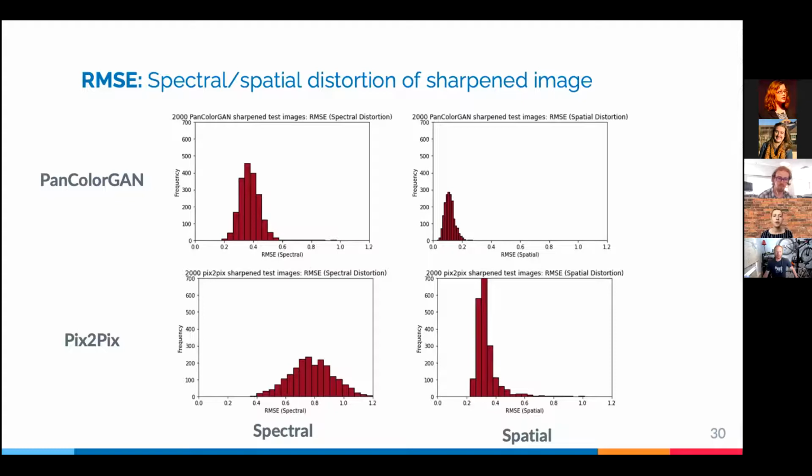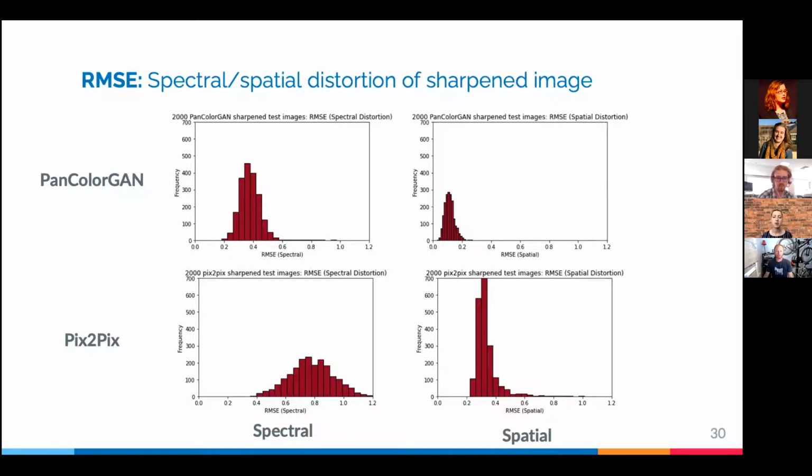So one of the image quality metrics that I used was RMSE, and it's used to measure either the spatial or spectral distortion of a pan-sharpened image against the ground truth RGB or LST image respectively. For both pan-color GAN and pix-to-pix, spectral distortion is higher than spatial distortion, which suggests that pan-sharpening thermal imagery preserved the high-resolution spatial features better than the spectral information, which was confirmed by my visual checks as well.